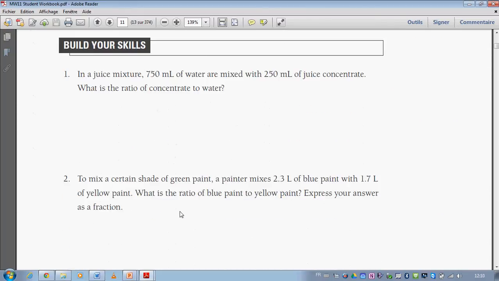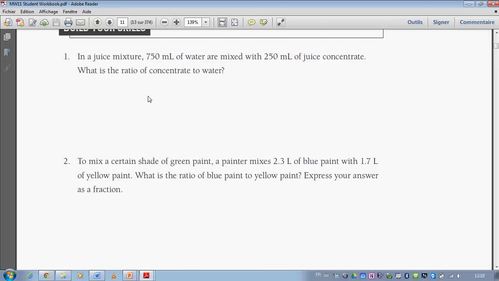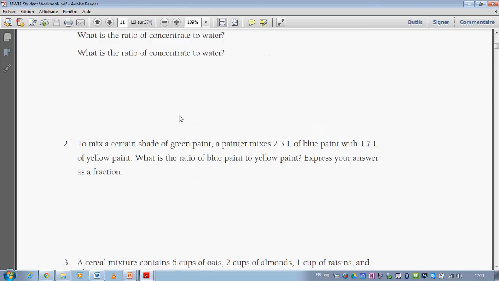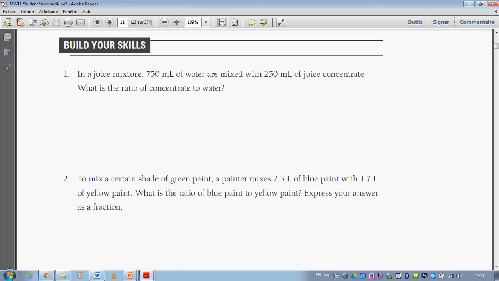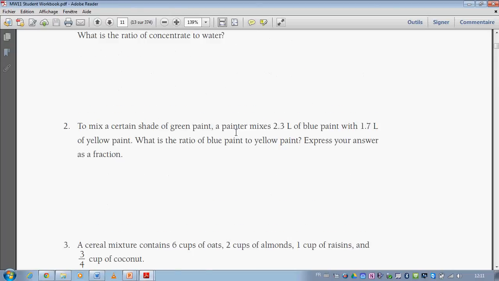You've got a few build your skills questions that you guys can try out. This one is really just asking for the ratio of concentrate to water. And of course that's 250 to 750, but make sure that you are simplifying that.